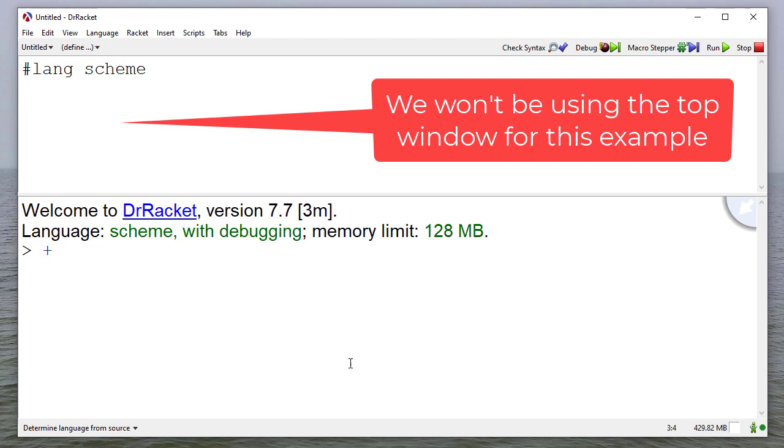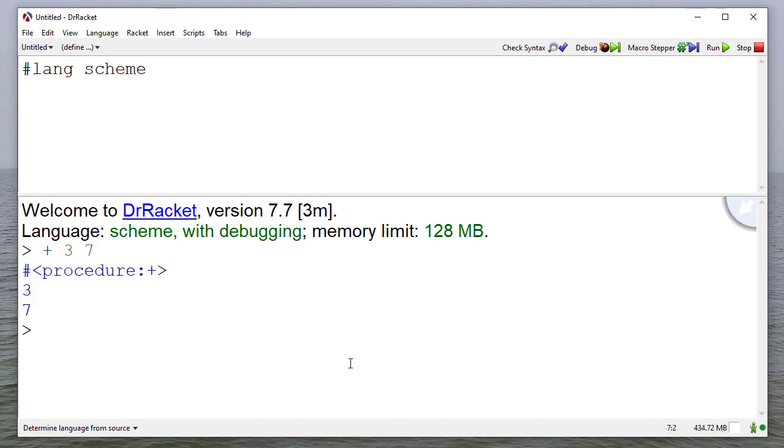So if I just say plus 3, 7, I get this weird output. It doesn't really do anything, and that's just because I haven't told Scheme I want to evaluate it. When you want Scheme to evaluate an expression, you put it in parentheses. So plus 3, 7, then I get the result of 10.